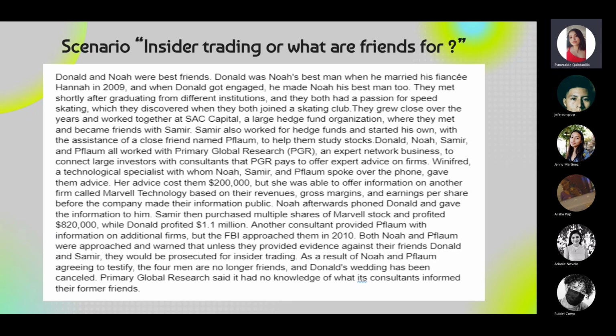was published, and in 2010, the FBI approached Noah and Flom and told them to testify against their friends, because if they didn't, they would get involved as well. So they agreed and they testified against them, and the company said that they had no clue about what their employees were doing.